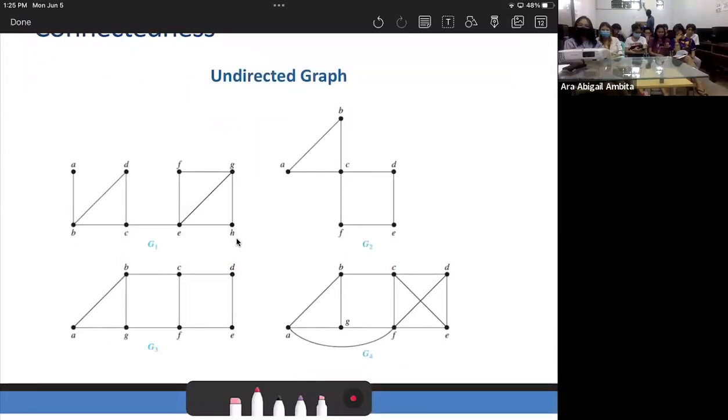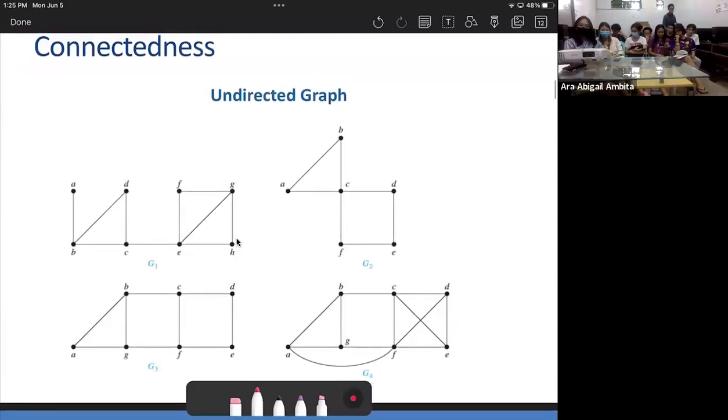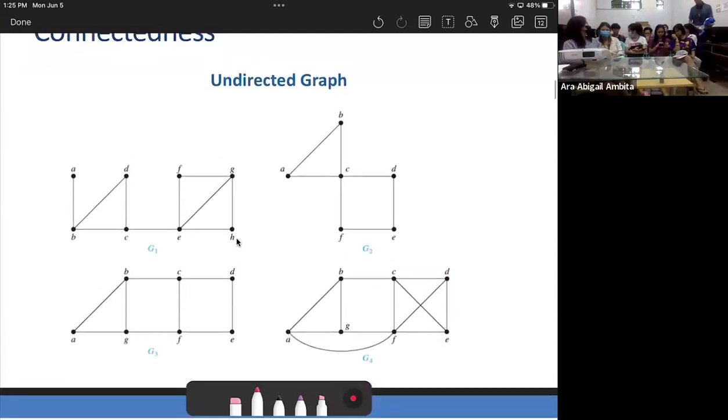So anyway, we have the undirected na graphs here. So for the first graph, G1, can you identify kung ano yung mga cut vertex dito? Pag tinanggal mo yung articulation or the cut vertex, magkakaroon ka ng more subgraphs, more connected components.